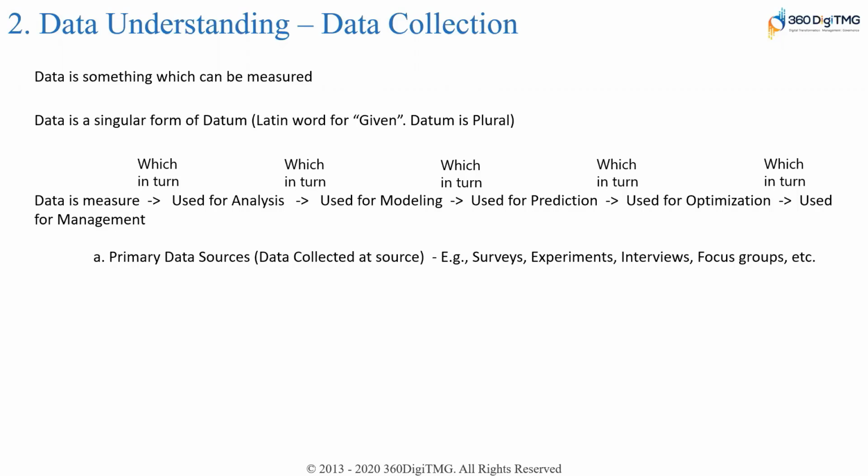There are two ways of collecting the data, or two data sources. One is called the primary data source, meaning data which is collected at source. You're collecting the data now, you don't have it. So how do you collect the data? Using surveys, or by performing some experiments, or by conducting interviews, by conducting focus groups.